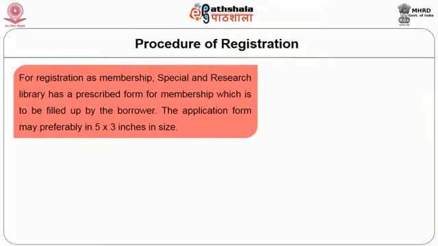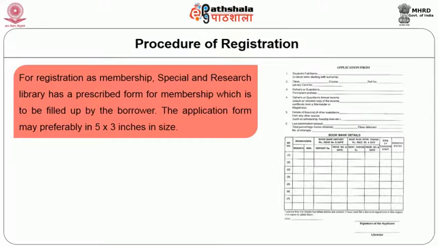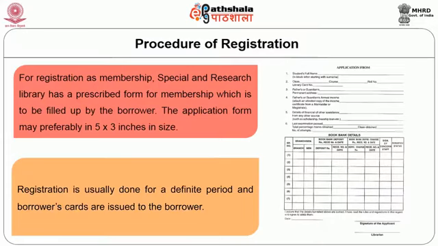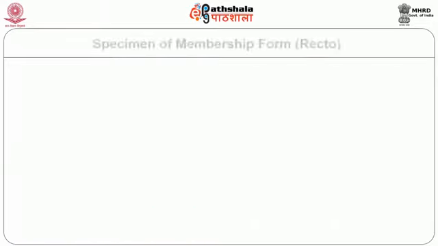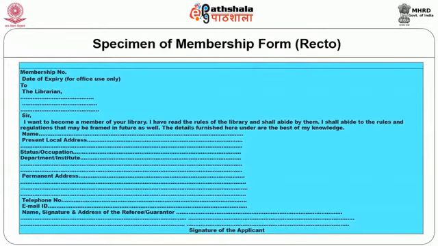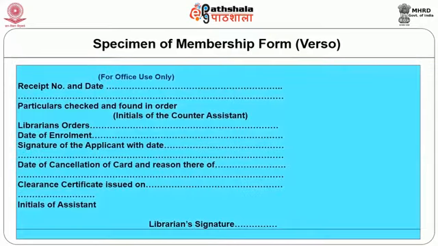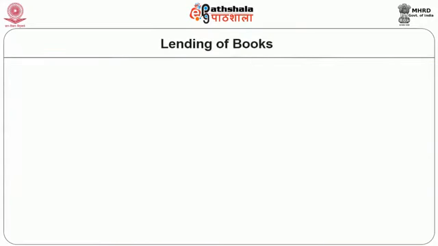For registration of membership, the special and research library has a prescribed form which is to be filled up by the borrower. The application form may be 5 by 3 inches in size, and the registration is usually done for a definite period, and borrower's cards are issued to the borrower. The following slide shows the specimen of the membership form, its recto and verso.